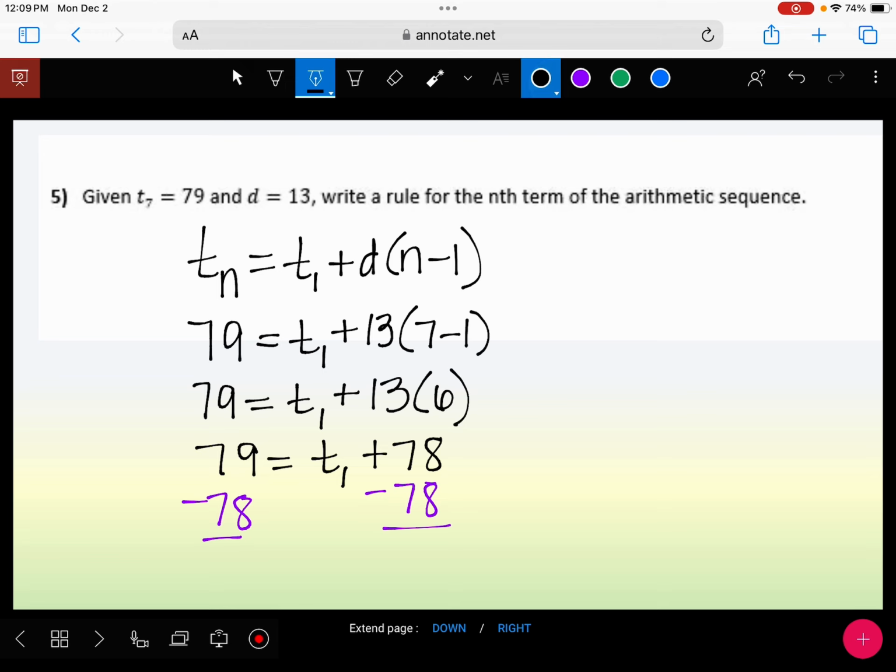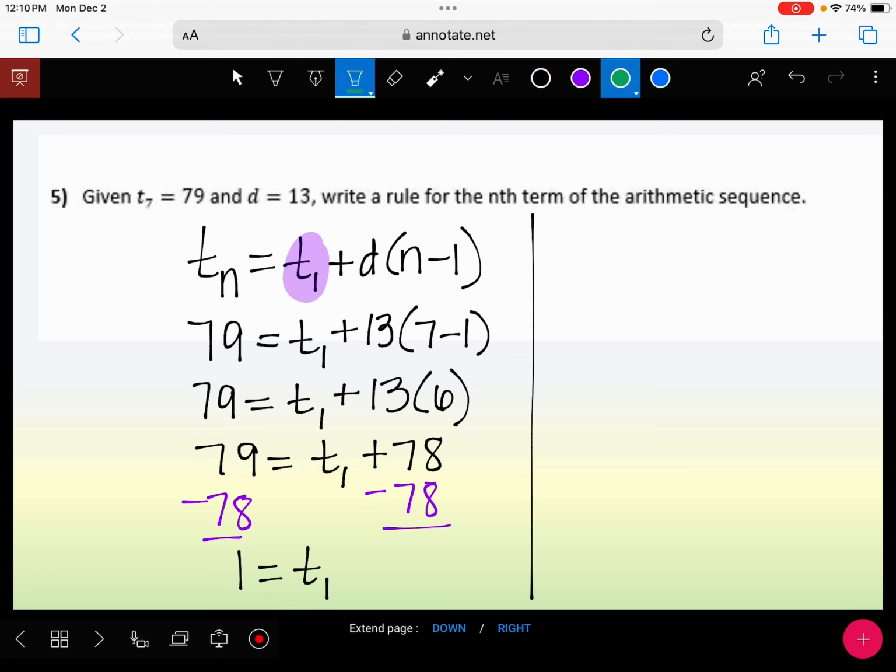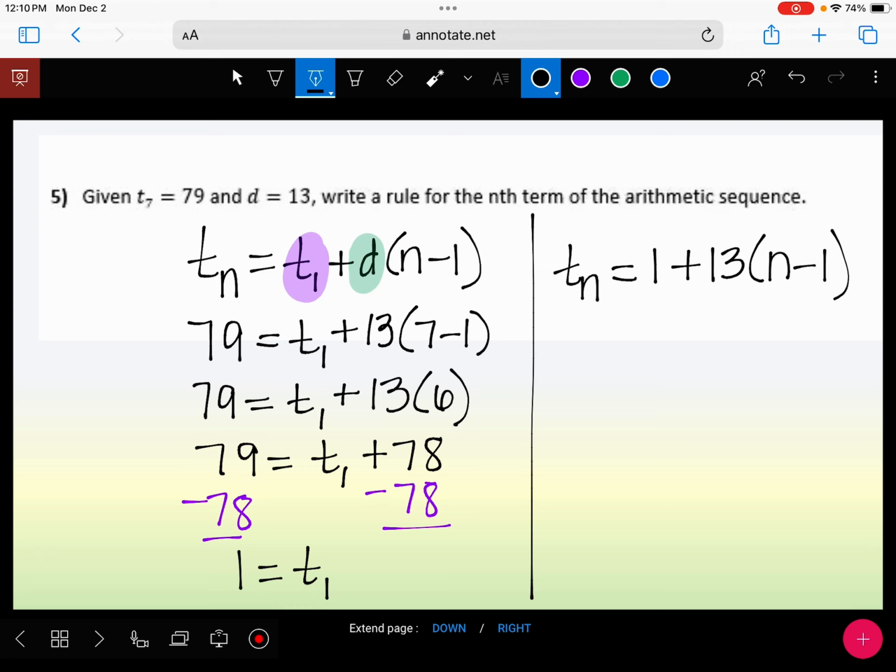So my rule, who got that the first number is 1? You got 1 for the first number? Not even close. You need to check that again. So again, this is your first number, and then we have to plug in the common difference. So this is my rule. That should be your answer for part 5.